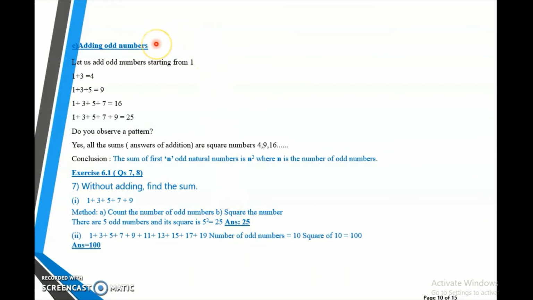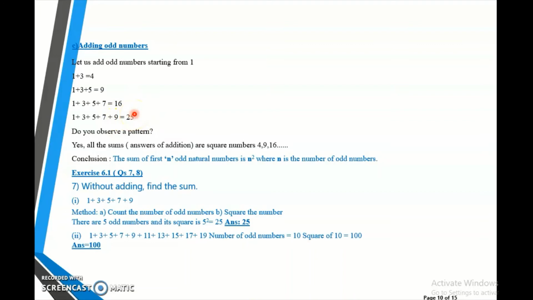Let us learn some more interesting properties of square numbers. Adding odd numbers. Let us add odd numbers starting from 1. 1 plus 3 equals 4. 1 plus 3 plus 5 equals 9. 1 plus 3 plus 5 plus 7 equals 16. 1 plus 3 plus 5 plus 7 plus 9 equals 25.